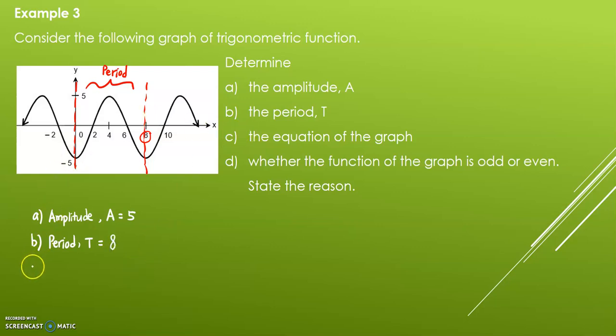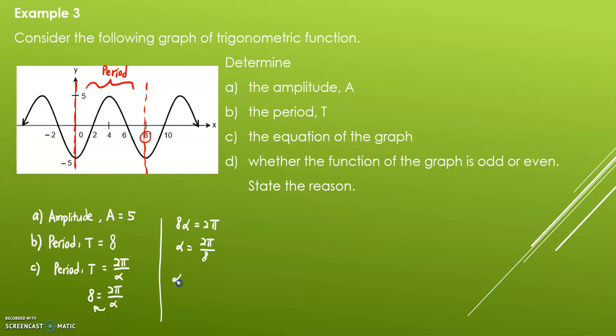Then C, equation. We know that the period T is equal to 2 pi over alpha. Where our T is 8, so 8 is equal to 2 pi over alpha. I multiply alpha to the right hand side. 8 alpha is equal to 2 pi. So alpha is equal to 2 pi over 8, or alpha is equal to pi over 4.